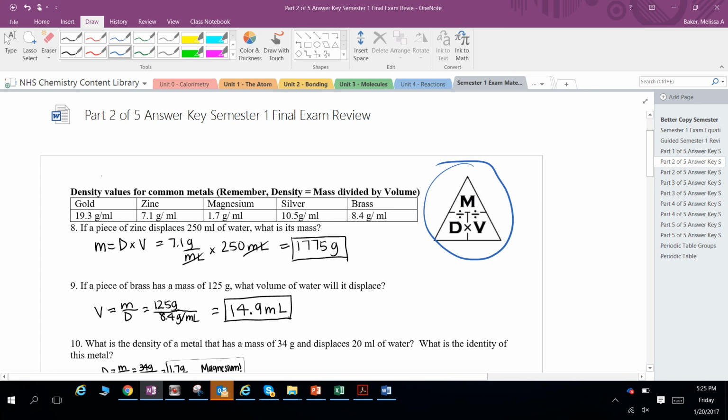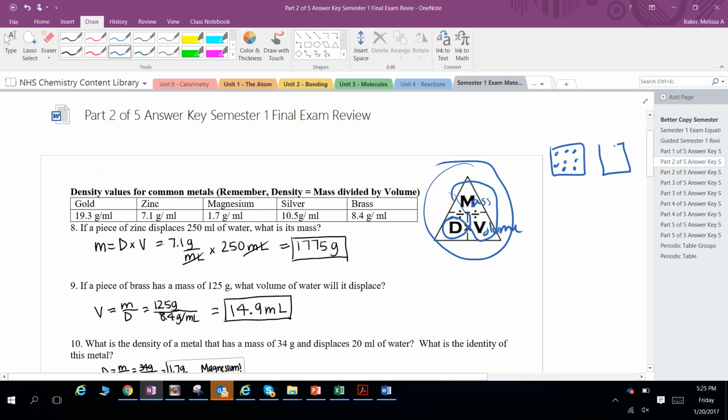So you cover up what you want. So imagine that you're covering up the D for density. What's left over is mass divided by volume. So how much mass there is in a certain volume tells you how dense something is.